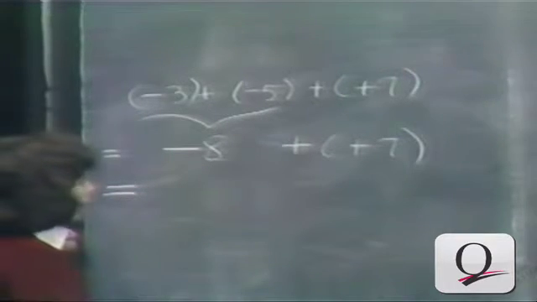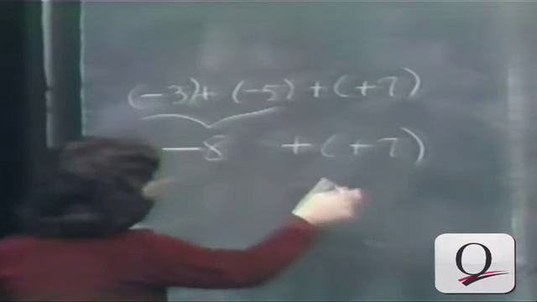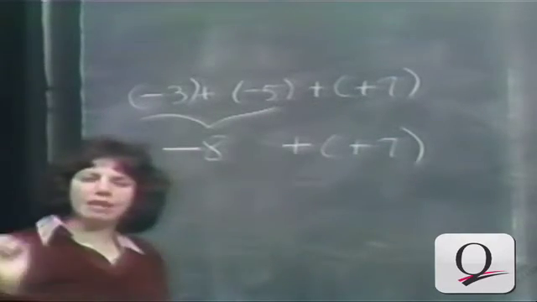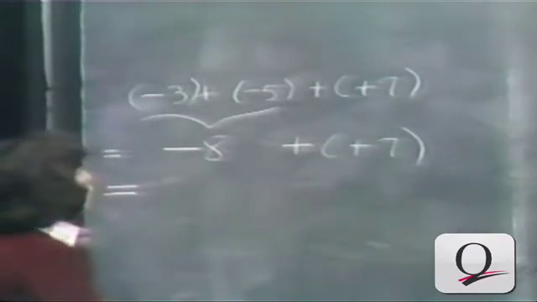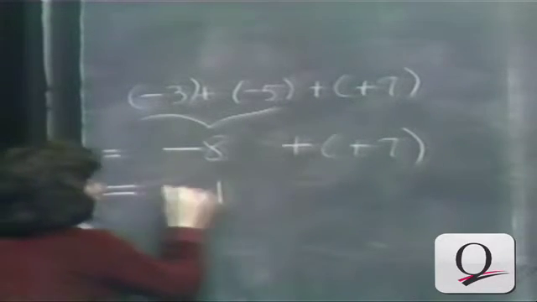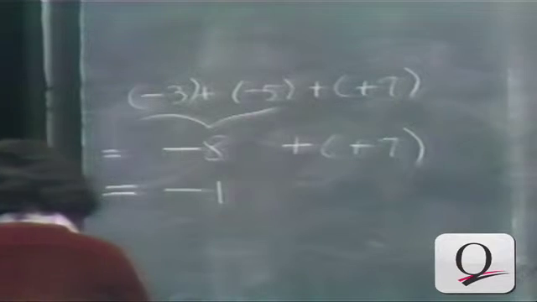Now, adding a -8 and a +7 means we are going to be adding numbers with opposite signs. We forget about the signs. We're talking about 7 and 8. We take 7 from 8, we get 1. But the 8 was the larger of the two numbers, and it had a minus sign, so the answer is -1.